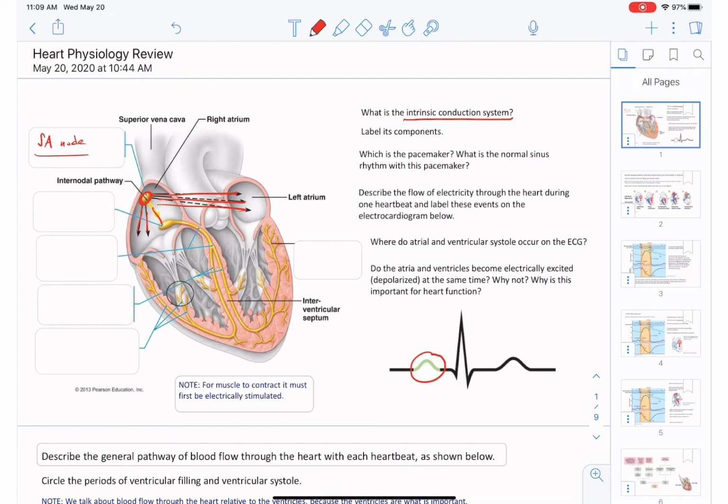And what is that feature called? That's the P wave. So the atria become electrically excited, and then almost immediately after that is when the atria contract. So maybe in this little bit of time right after the P wave occurs is when you're going to get atrial systole, contraction of the atria.